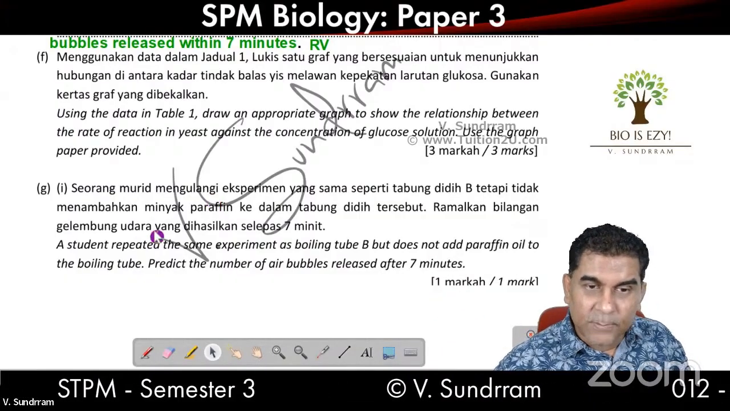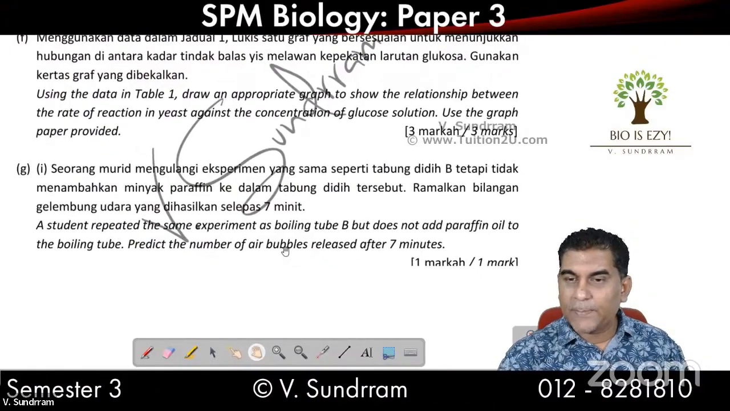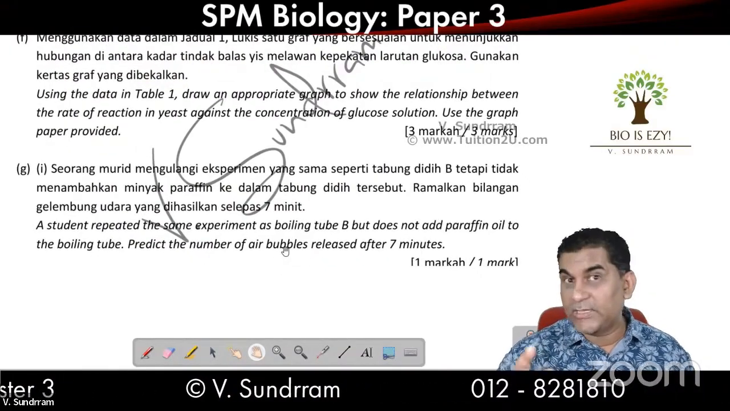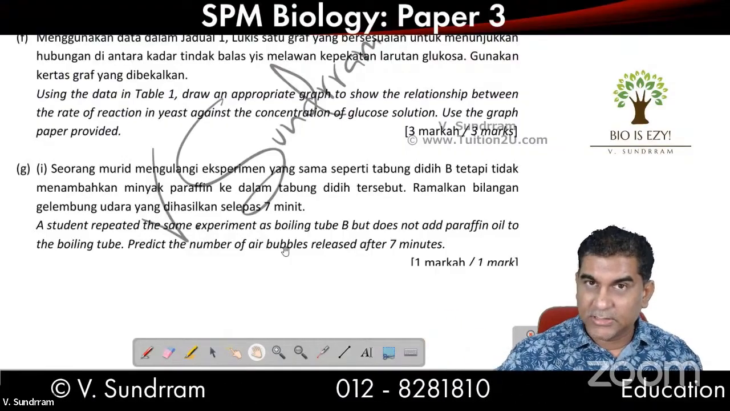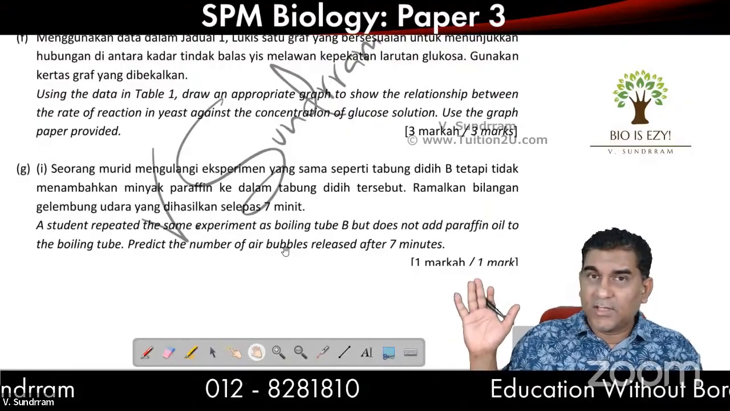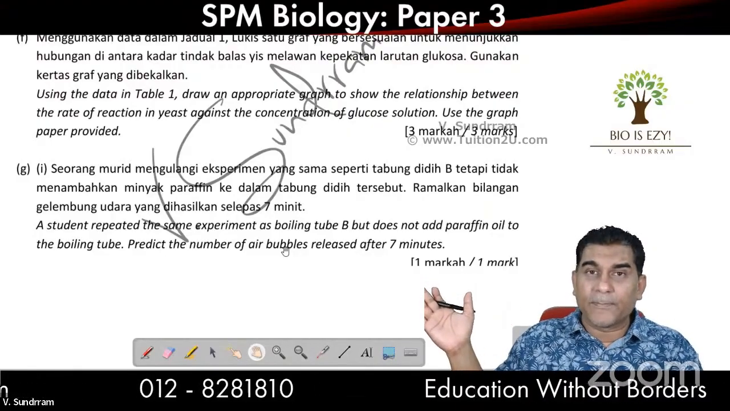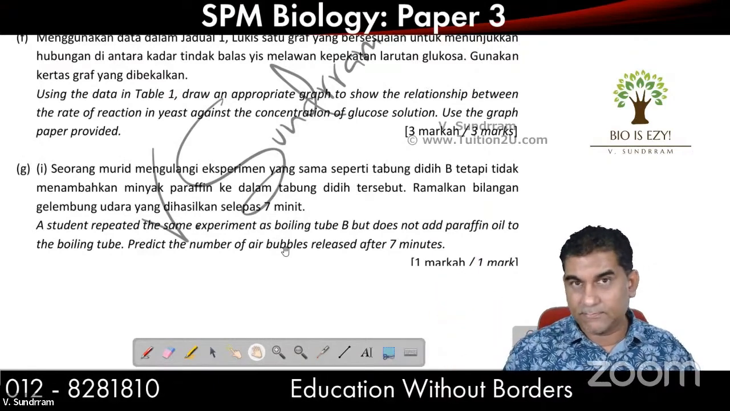So a student repeated the same experiment as boiling tube B, but does not add paraffin oil to the boiling tube. So in here, what they're doing, they're changing the precautionary measure. We can also change, for example, I can simply ask you a question. The constant value is 2 grams of yeast. So I can ask you, if you use 3 grams of yeast, what happens?